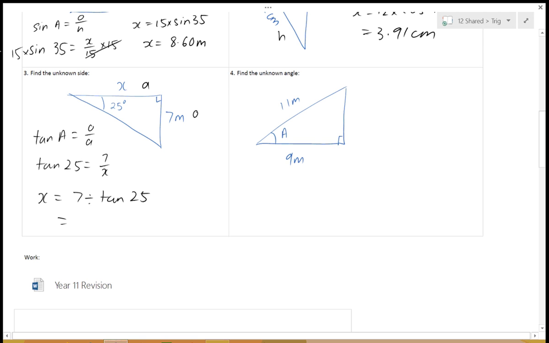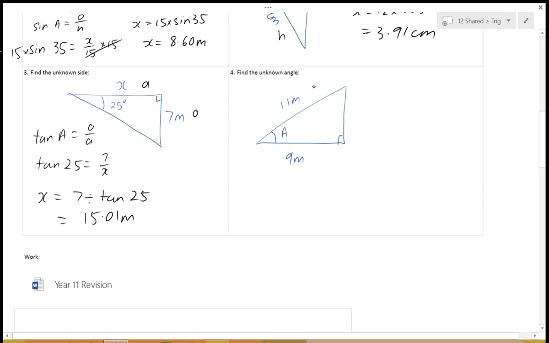So just remember that whenever you've got x on the bottom of a fraction. So 7 divided by tan 25 equals, and that's 15.01 meters.